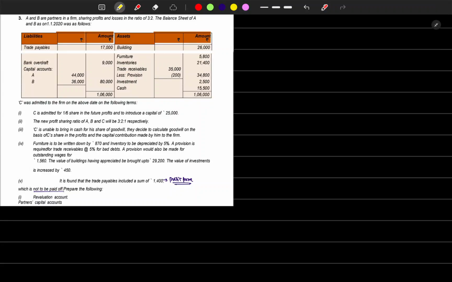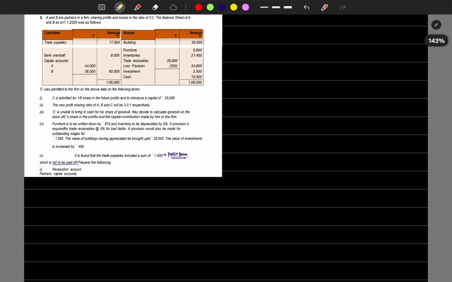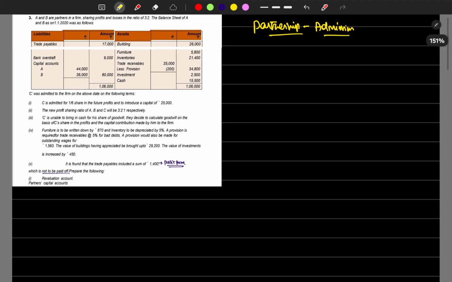Hey guys, welcome back. Today we are going to solve one problem from partnership admission, and this is one of the commonly asked workout problems. So we can expect a problem like this in the exam. So let's quickly solve this problem.